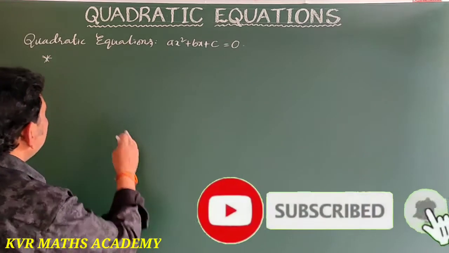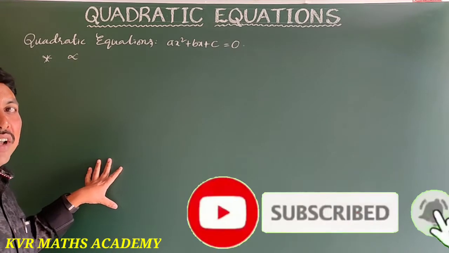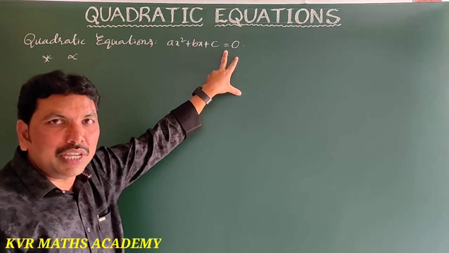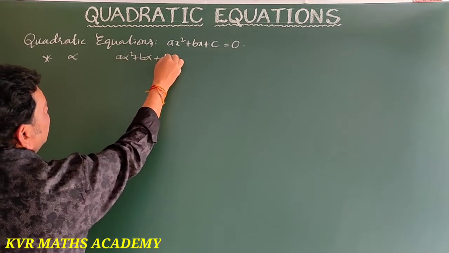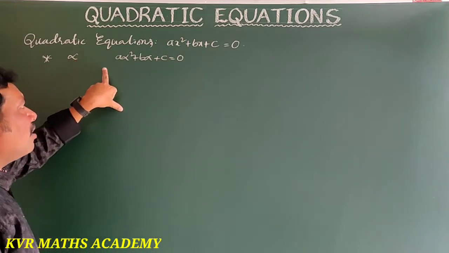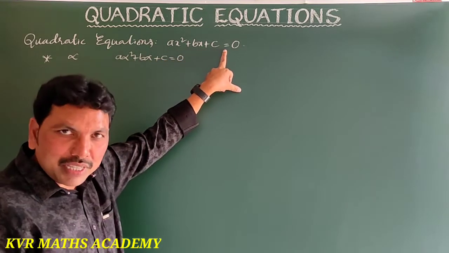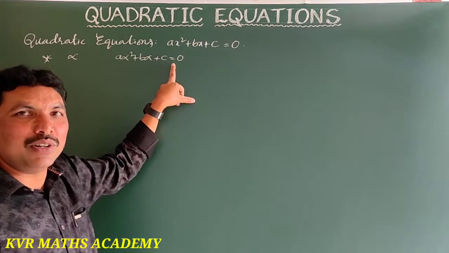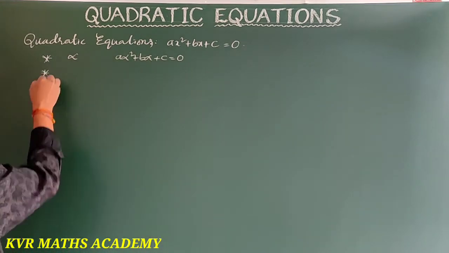First one is, suppose a complex number alpha is the root, alpha is called the root of ax square plus bx plus c is equal to 0, then a alpha square plus b alpha plus c is equal to 0. Understood? If any complex number alpha is the root of the given equation, then a alpha square plus b alpha plus c is equal to 0. Understood clearly?